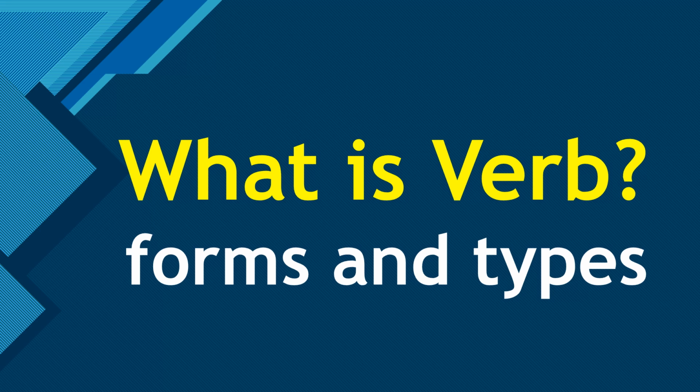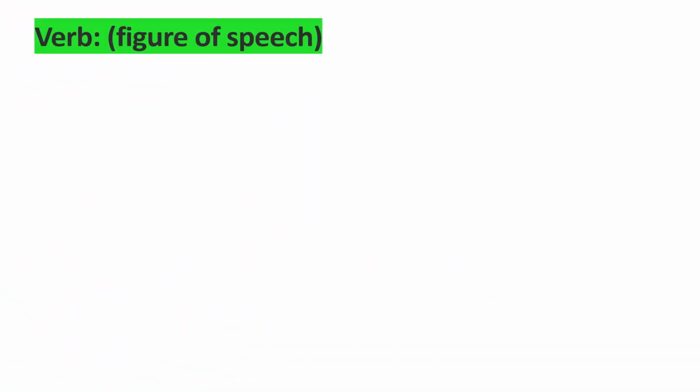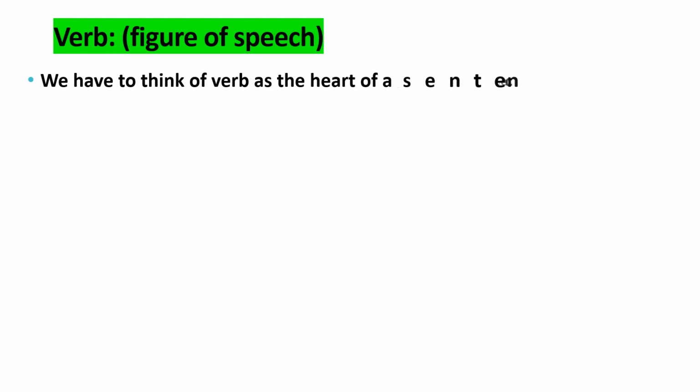So, let's get started. When people start learning English, one of the first things they learn is what a verb means. In fact, a sentence isn't complete if it doesn't have at least one verb. For the definition of verb, we have to think of verb as the heart of a sentence. Without verb, the main meaning of a sentence would be lost. What is a verb then?